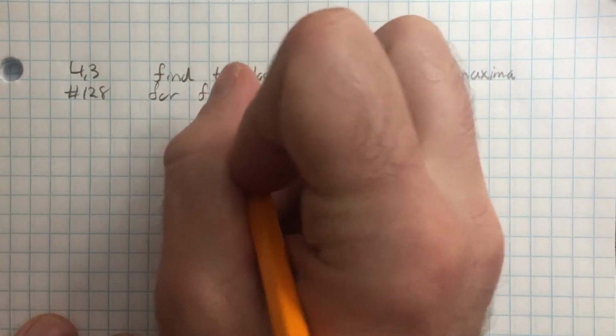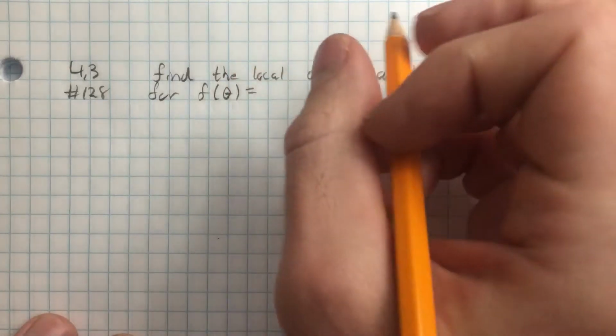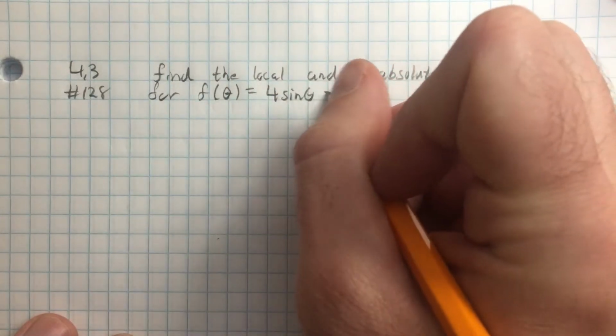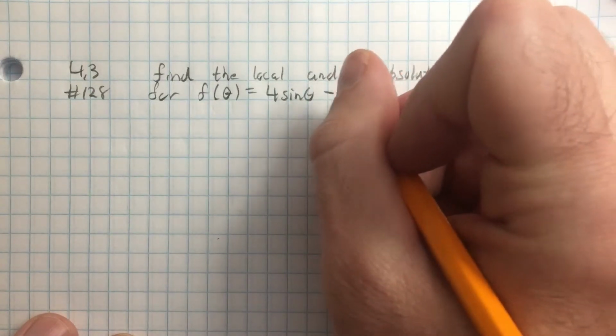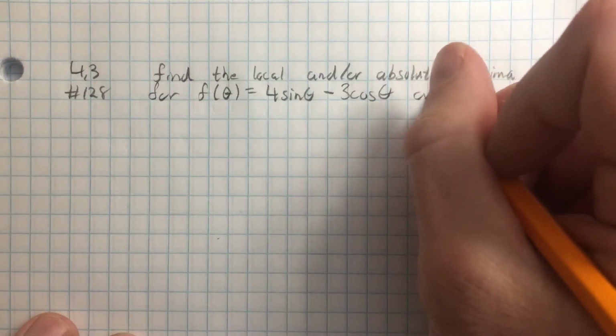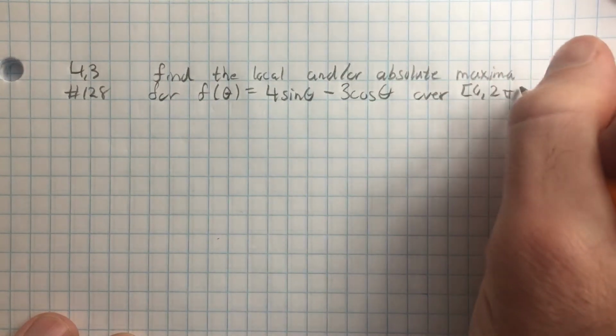which in our case is f of theta is 4 sine theta minus 3 cos theta over the interval, closed interval, 0 to 2 pi.